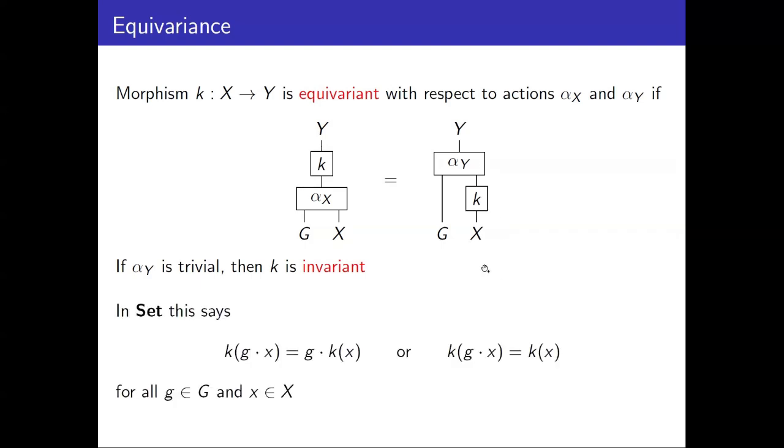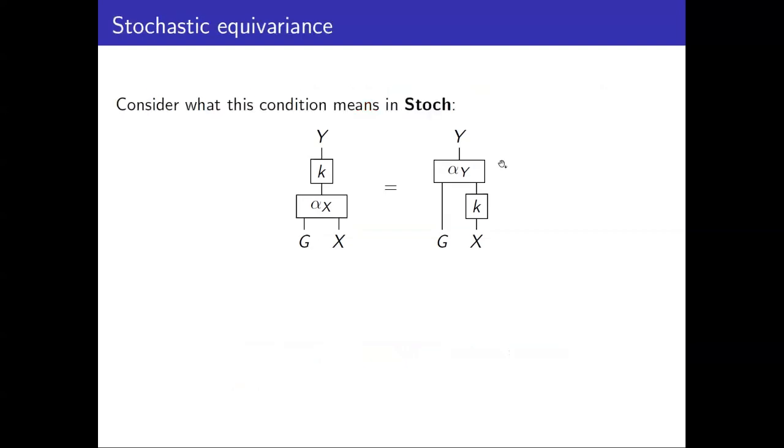And if you instantiate this in the context of sets and functions, this is exactly recovering the initial definition of equivariance that we started with. So here we're saying, for all G and X, take any G and X, apply the action, so hit X with G, and then map that through K. That should give you the same thing as taking X, mapping it through K, and then applying the action G to the output. It's exactly the same thing as we had previously, but we now recover, for free, a suitable notion of equivariance for Markov kernels as well.